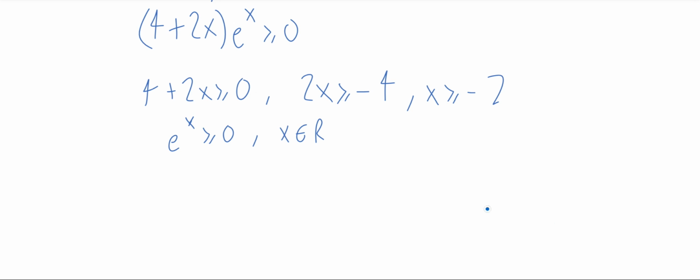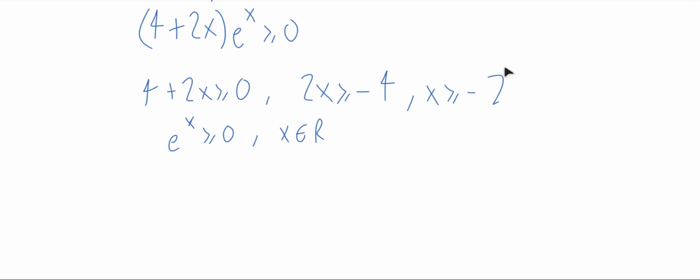So this expression here, 4 plus 2x multiplied by e to the x, this is greater than or equal to 0 when 4 plus 2x is positive and when e to the x is positive. So these are the solutions to that scenario. So when x is bigger than or equal to minus 2, this is positive. And when e to the x is bigger than or equal to 0, which is for all real values of x, this is also positive. A positive multiplied by a positive is always going to give you something bigger than 0.